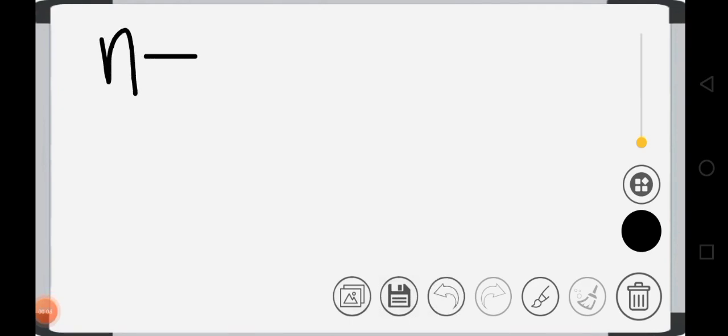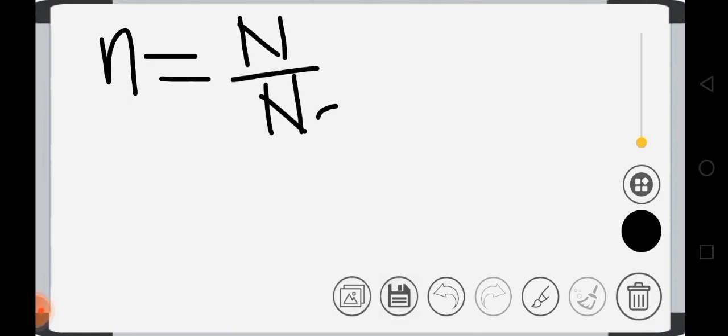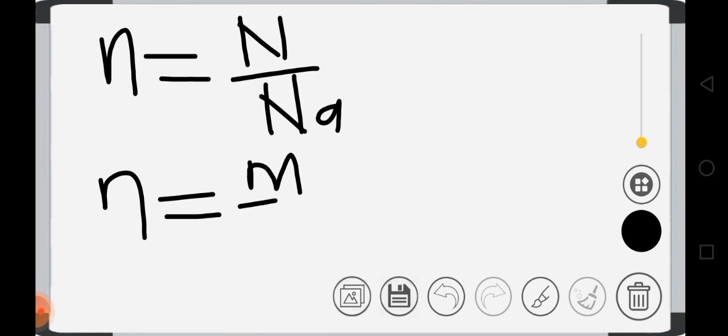Amount of substance, number of moles, is always equal to what? Number of particles over what? Avogadro's number. And this amount of substance, number of moles, is also what? Mass over what? Molar mass. So that is two equations you are going to take note of now.